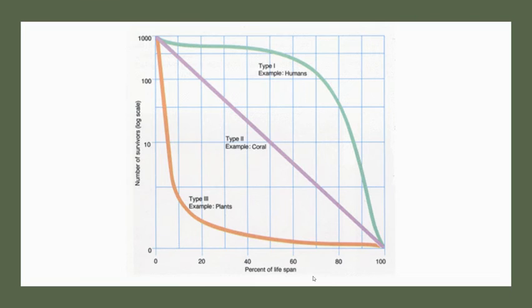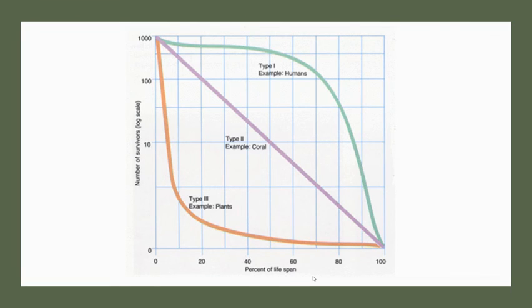Notice how for a type 1 survivorship curve, these tend to be K-selected species, such as humans. For a long percentage of the lifespan, there are a large number of survivors, because humans provide lots of parental care for their offspring, and a lot of their offspring survive. And then once humans get much, much older, that's when they tend to die off the most.